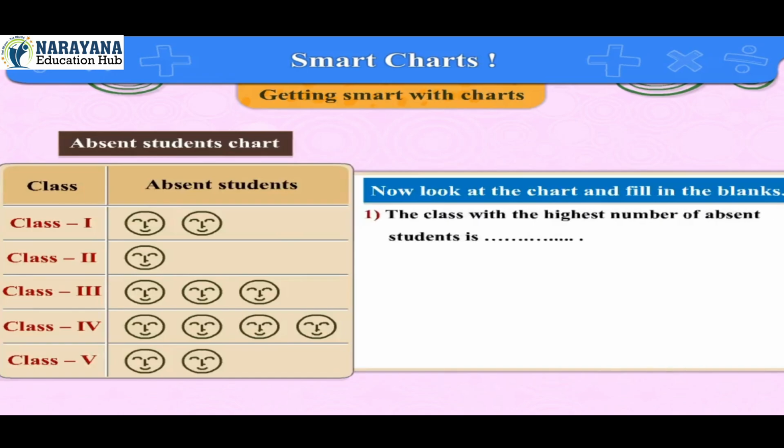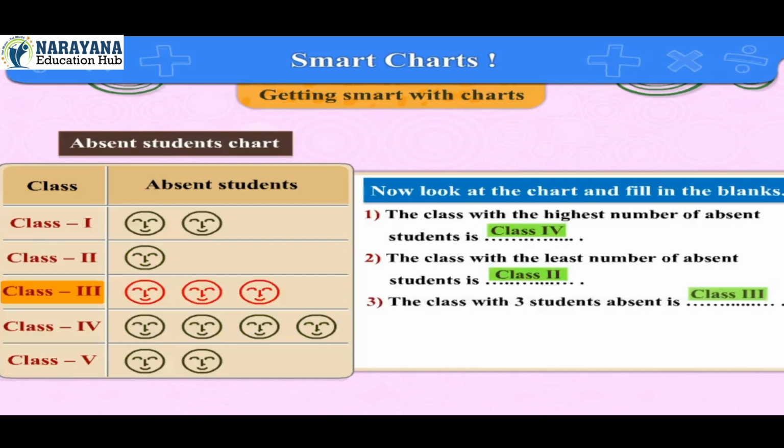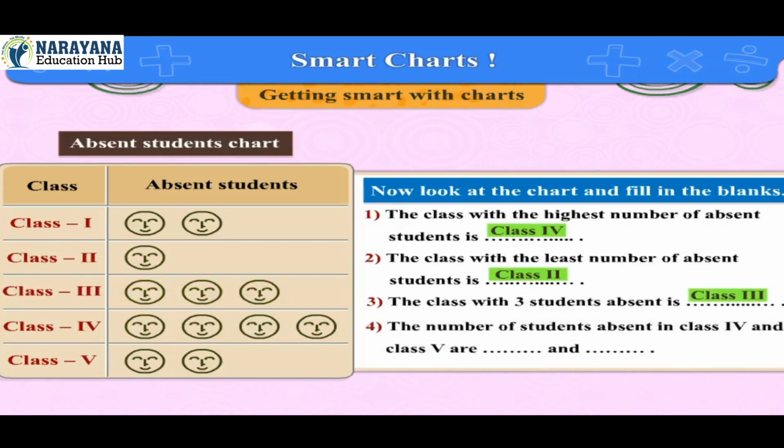First, the class with the highest number of absent students is class 4. Second, the class with the least number of absent students is class 2. Third, the class with 3 students absent is class 3. Fourth, the numbers of students absent in class 4 and class 5 are 4 and 2.